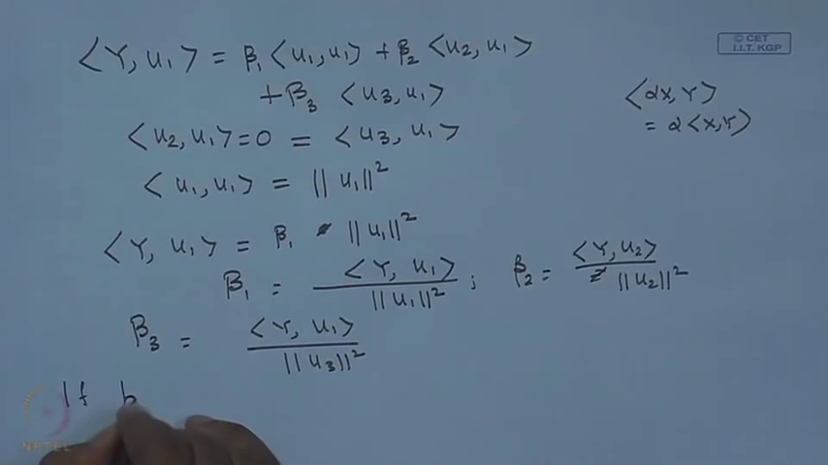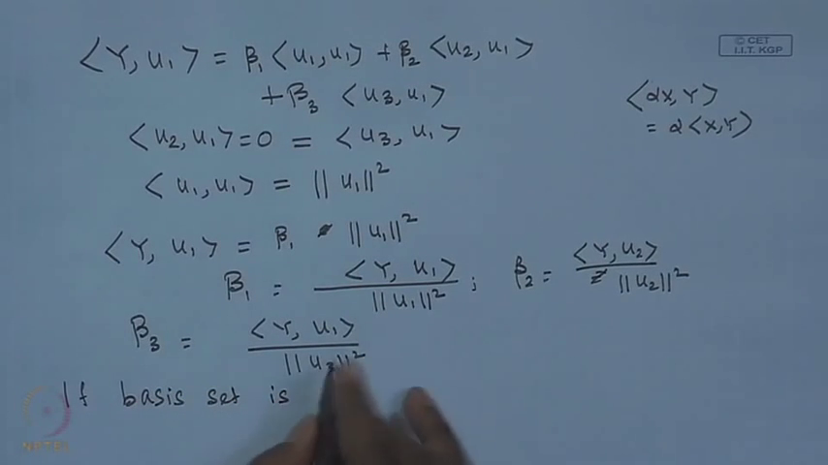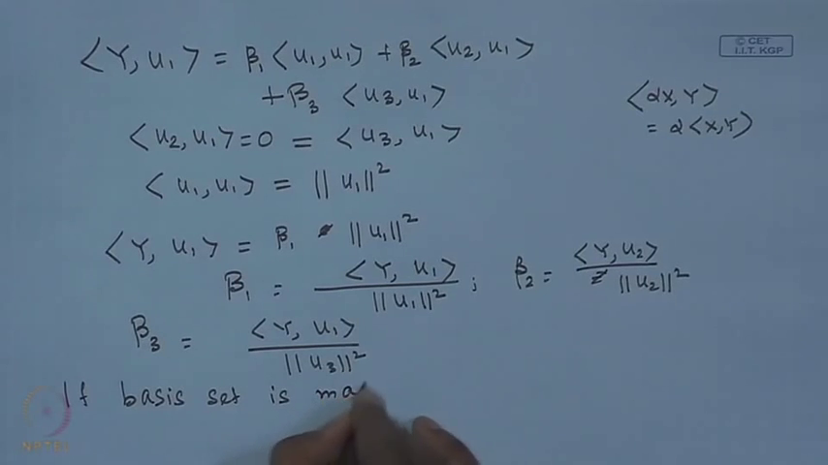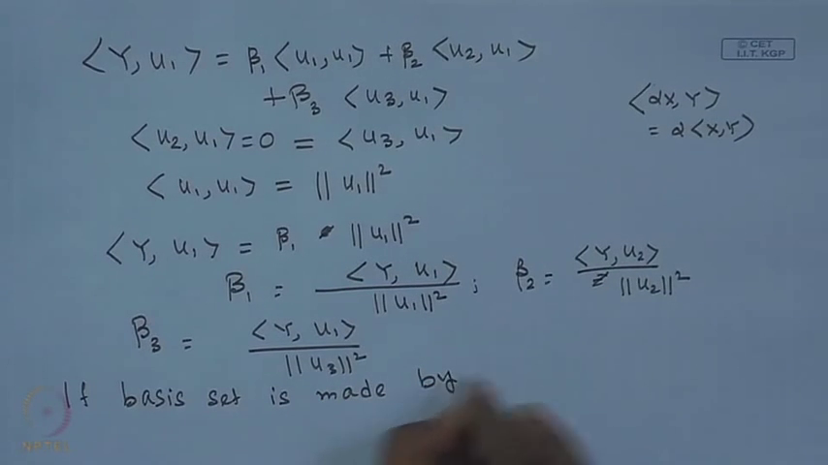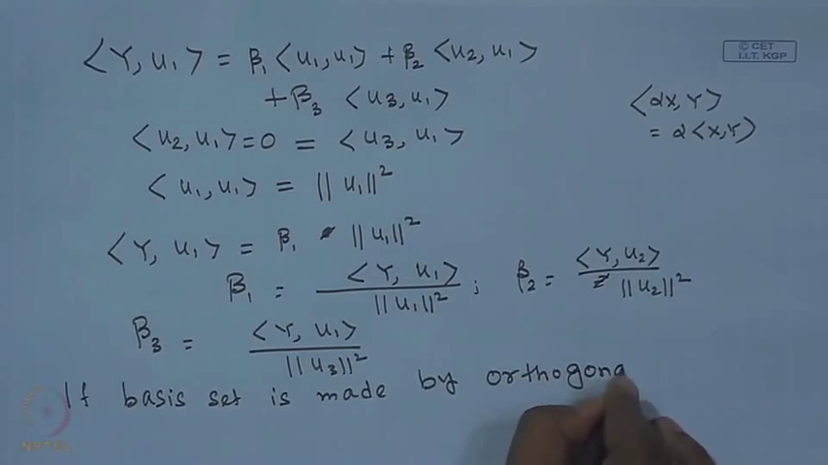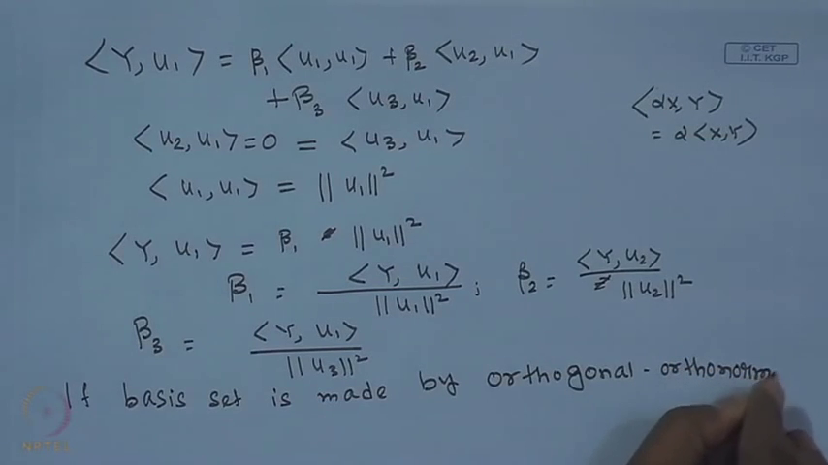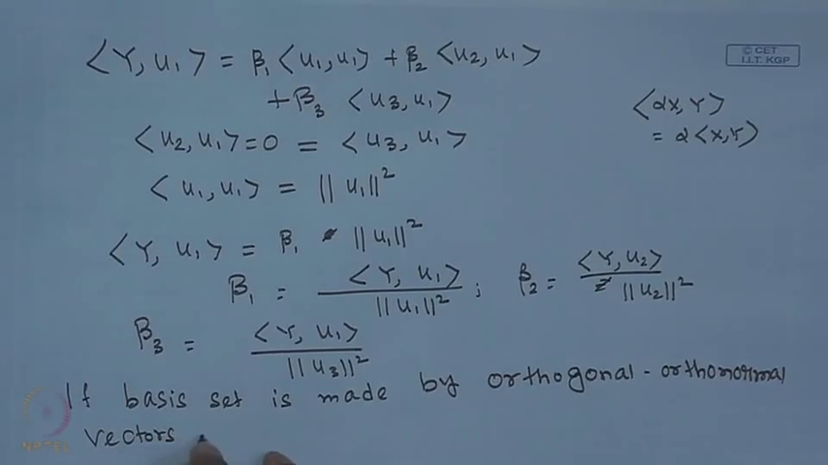If the basis set is made of orthonormal vectors, then it has two simultaneous properties: the individual vectors in this set are orthogonal, as well as their norm is equal to 1.